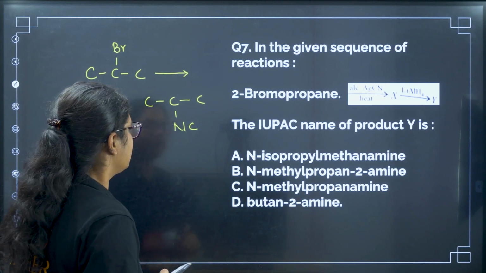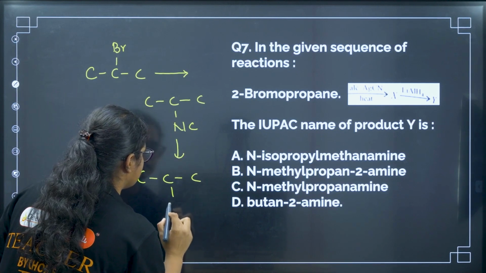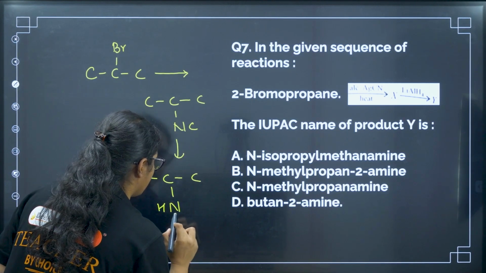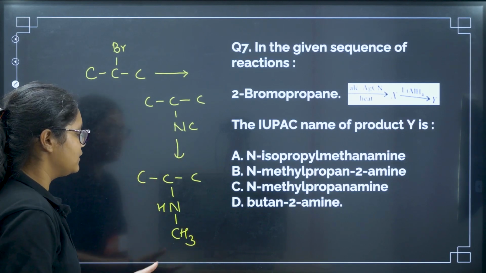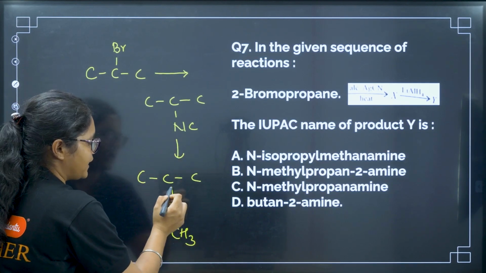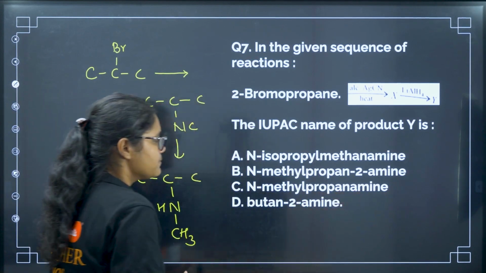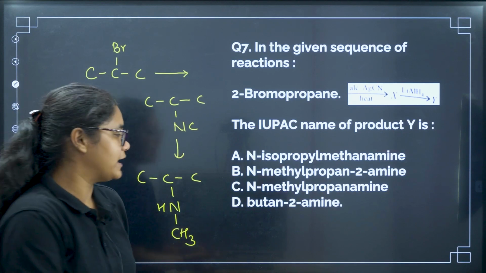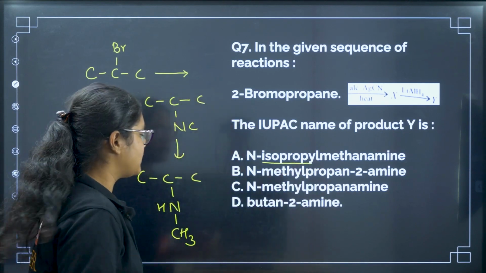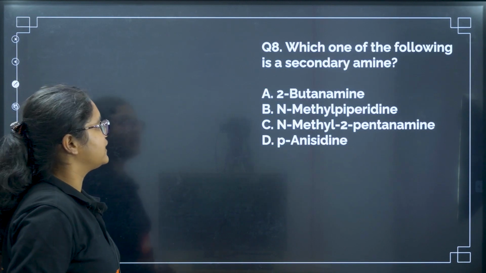Now if you have LiAlH4, it will reduce this one. We will get here NH and here CH3. So this is N-methylpropane-2-amine, since at the second position the amine group is present. N-isopropyl methanamine is also correct, but that is not the IUPAC name; isopropyl is a common name. So the correct answer for this question will be option number B.